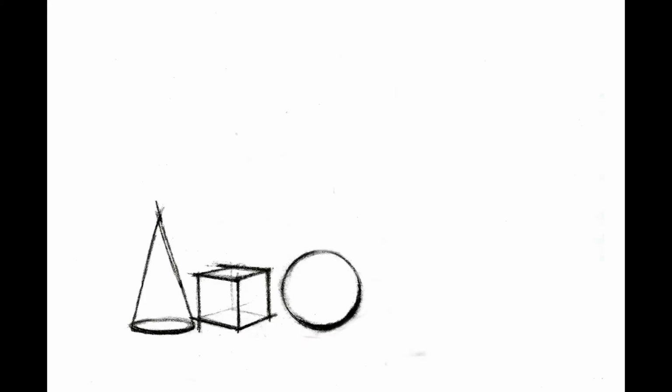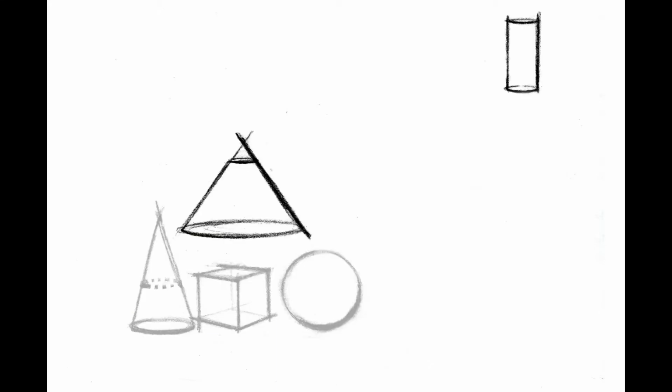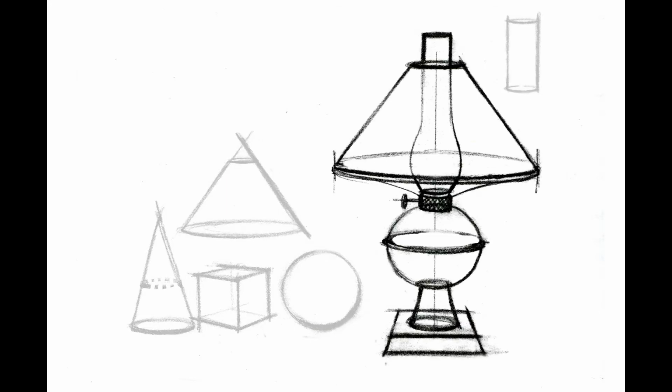Again, here are three simple forms: a cone, a cube, and a sphere. If we modify the cone by truncating it at the top and then add in a cylindrical form, they combine to create this pedestal oil lamp.